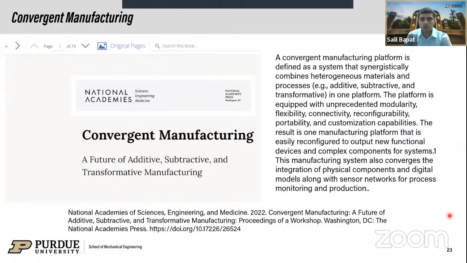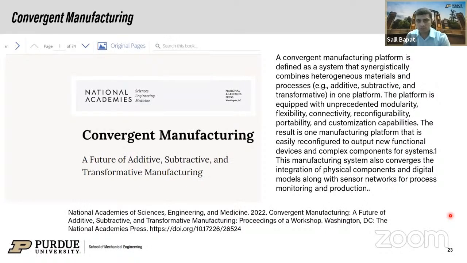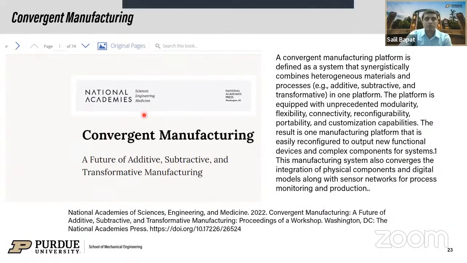So with that, what we had, I think this was in September 2021. We had a workshop on Purdue campus on convergent manufacturing. And this is the National Academies of Science, Engineering, and Medicine in the US. They recently published this report, so this document is available online. It's called Convergent Manufacturing, the Future of Additive, Subtractive, and Transformative Manufacturing.